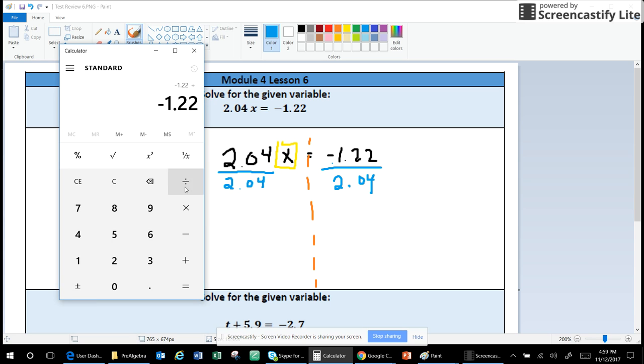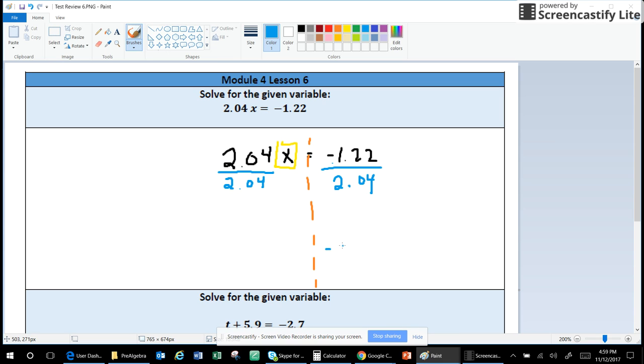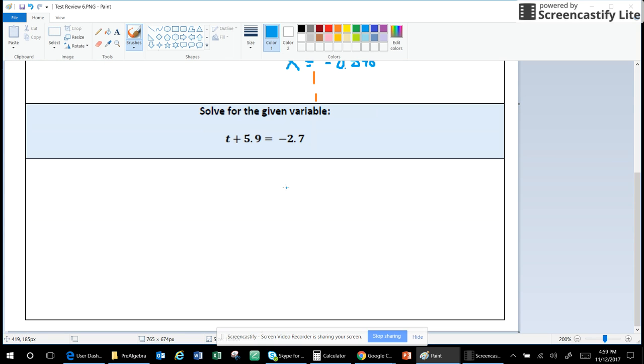Negative 1.22 divided by 2.04, and I get negative, and I'm just going to round that off to negative 0.598. And this is what x equals. X equals negative 0.598. Try the next one, see what you guys come up with. So we should be thinking, all right, dotted line through the equal sign. I'm solving for the variable. I see it's plus, so I'm going to do minus 5.9 on each side.